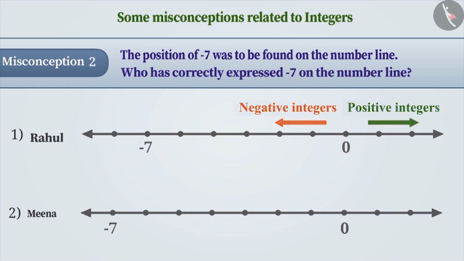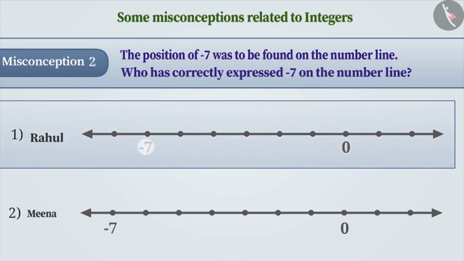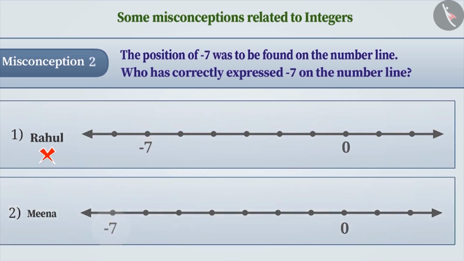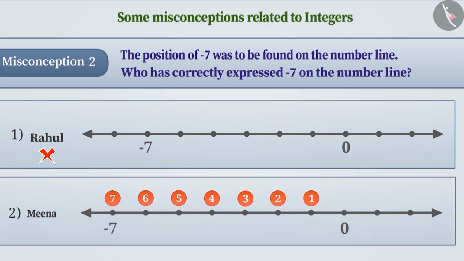For example, to express -7, Rahul assumed 0 to be the first position, then the point to the left of that, the second position, and so on till the 7th position, and thus he expressed -7 in the wrong place. That is, Rahul is wrong. To express -7, it is correct to leave the point for 0 and count from the point after it. That is, Meena has given the correct answer, which is option 2.